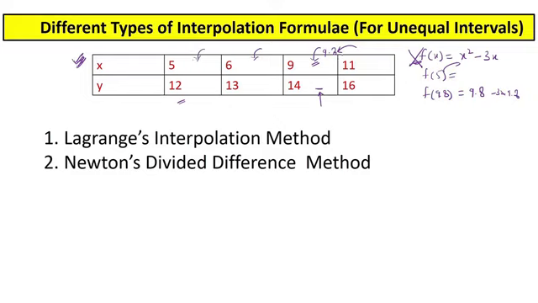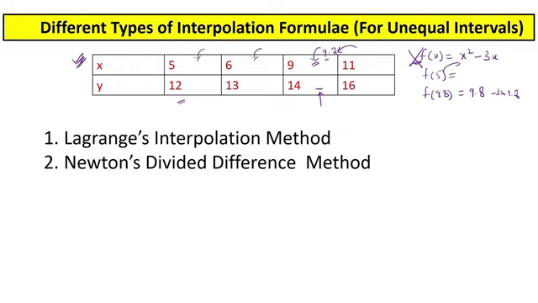This x value can be any value, like between 6 and 9, or between 5 and 6. For equal intervals there are various methods that can help us find the corresponding y for a respective value of x, and I have discussed those formulas in the previous video, the Newton forward interpolation video, so you can check that. In this video we are going to see, if the intervals are not equal, what the available formulas are to find the value of y.